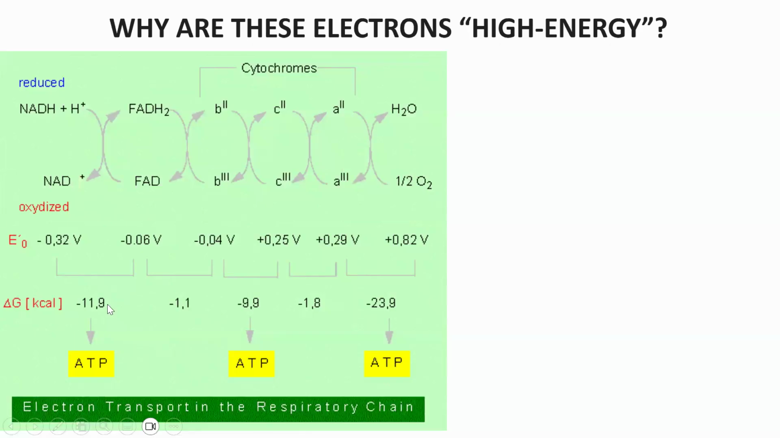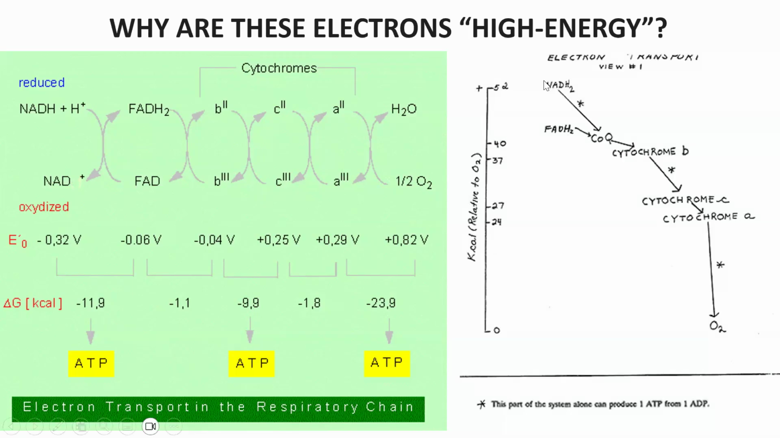We have negative delta Gs. Well, where did this energy come from, right? What do you mean we're losing energy? What do you mean a negative delta G? Where did that energy come from? It came from the electrons.